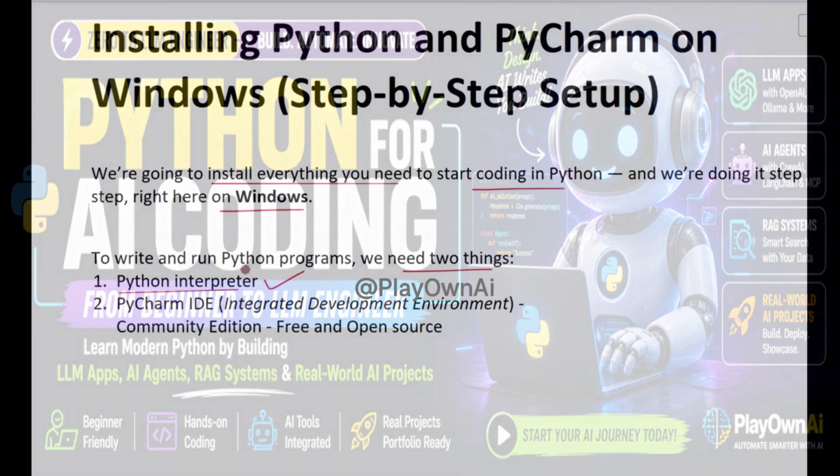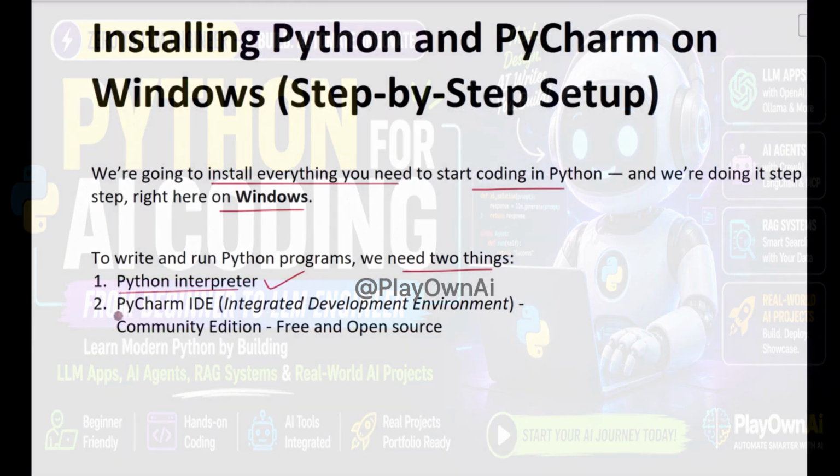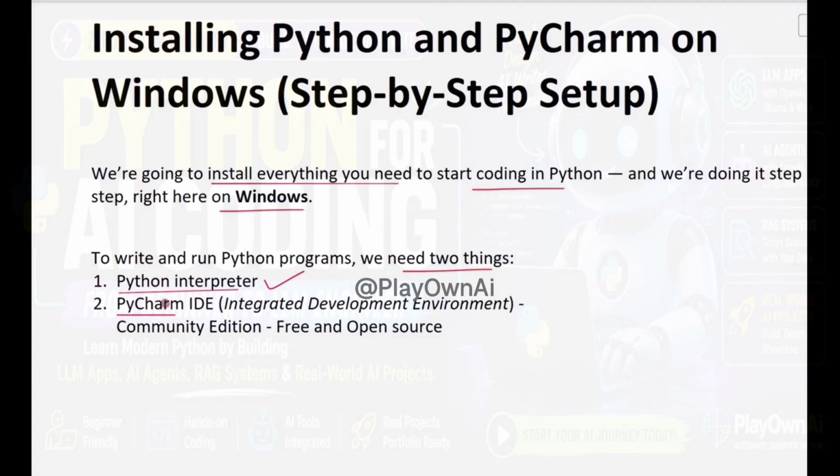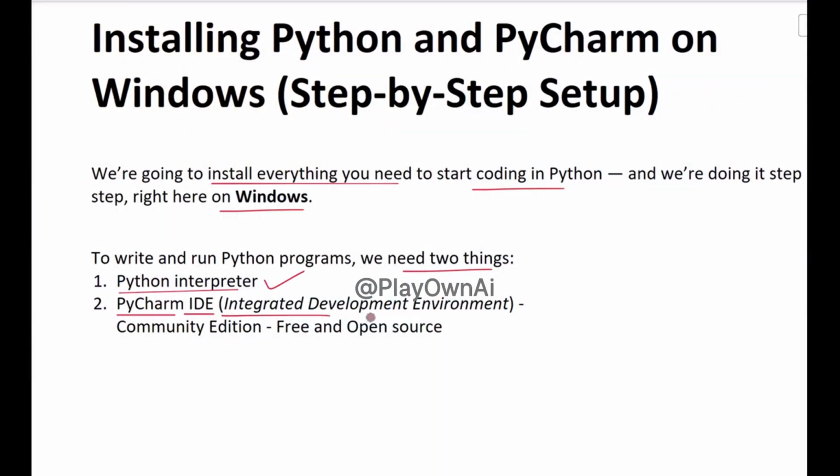to execute your code. Next, we'll install PyCharm, one of the most popular IDEs, or integrated development environments, for Python. Think of PyCharm as your AI coding workspace. It's where you'll write, edit, run, debug, and test your Python programs, all in one place. It includes powerful features like syntax highlighting, intelligent code completion, error detection, debugging tools, and one-click execution, helping you write clean and reliable code faster. We'll use the PyCharm Community Edition, which is completely free and perfect for this course.